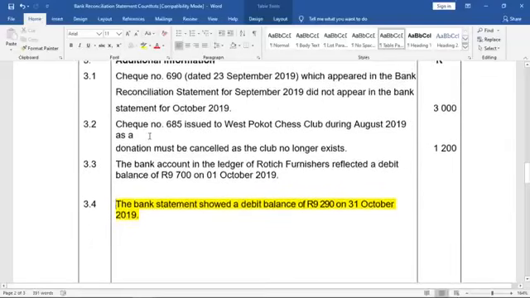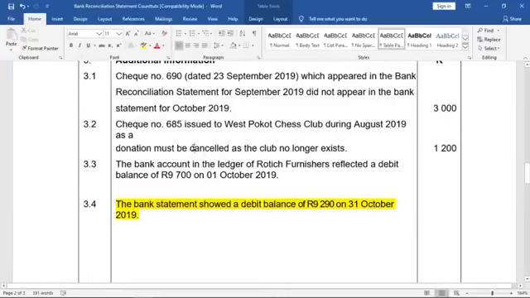Next, we're told check number 685 issued to West Pokot Chess Club during August 2019 as a donation must be cancelled as the club no longer exists. Now think about it. Why would you cancel a check? Well, it means the check was not cashed in at all. Because if it was cashed in, there was no point of cancelling it. But since we are cancelling it, we know it was not cashed in.